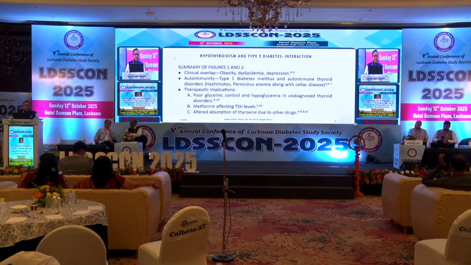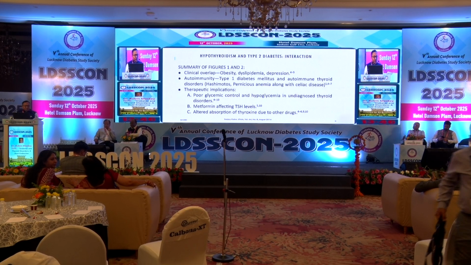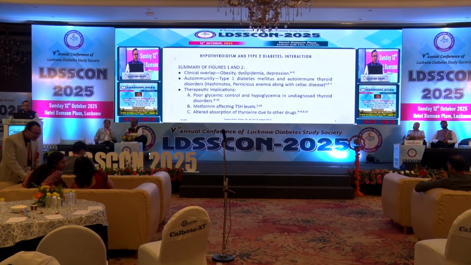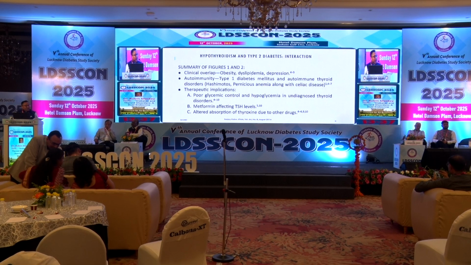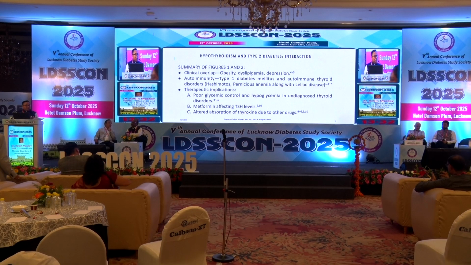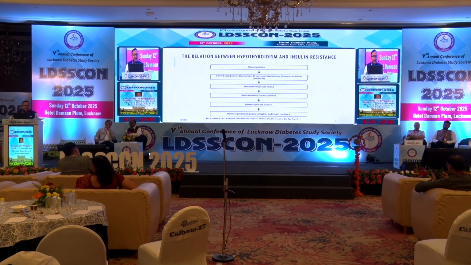So whenever the patient is taking metformin and has hypothyroidism, metformin can decrease the TSH level, and then it may decrease the requirement of levothyroxine. There can be altered absorption of thyroxine due to other drugs, for example calcium. If the patient has diabetic kidney disease and is taking calcium and iron, and you give thyroxine, they can have interactions, and they don't have control of the thyroid levels. The relation between hypothyroidism and insulin I have already told in the previous slide.